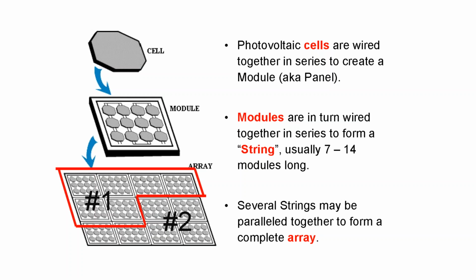So what we say is you have individual cells, and the cells are combined into a module. Batteries are the same way. You have individual battery cells, and then the battery itself is called a module. And they combine to form a solar array.